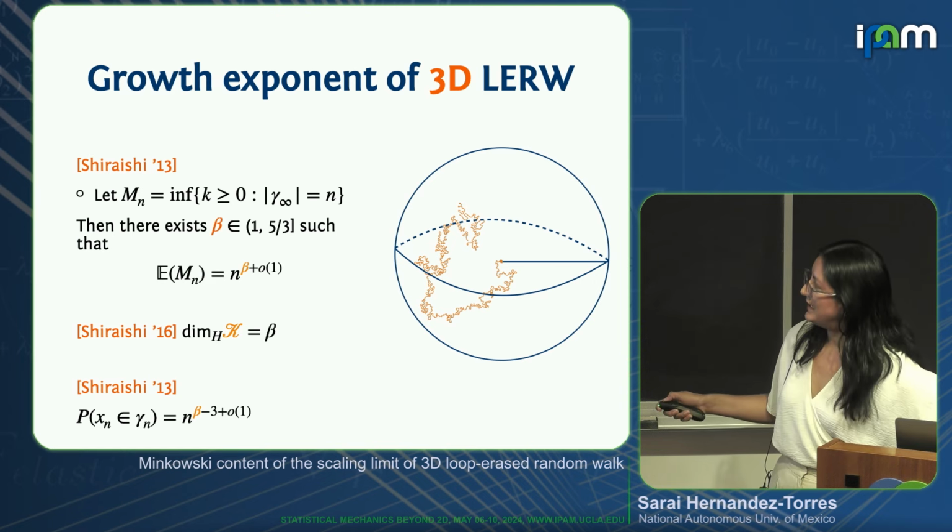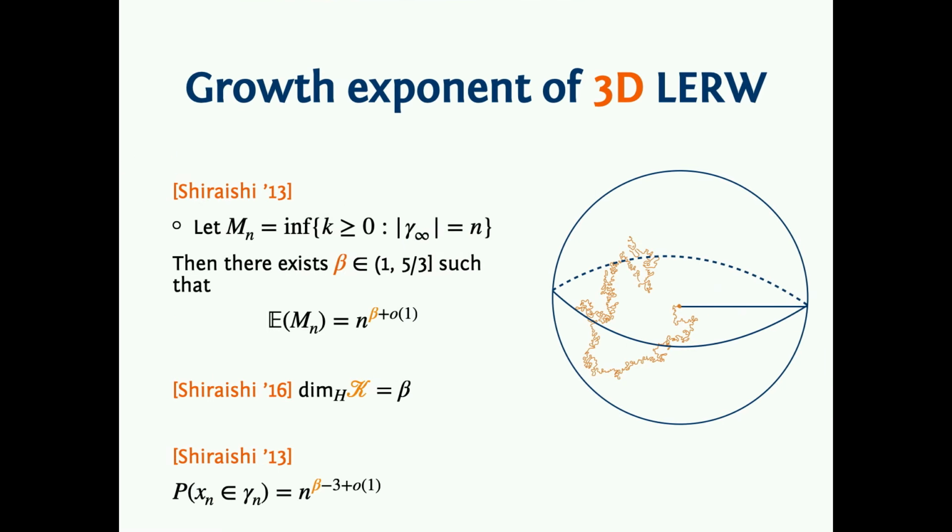Here, we know that beta is between 1 and 5/3. These are bounds that Greg Lawler gave even before the proof of the existence of this growth exponent. So you can see that it's at least non-trivial, since it is strictly larger than 1, but the upper bound is far away from 1, it's 5/3. At least it's strictly smaller than 2, so this is not Brownian motion, it's a different exponent.